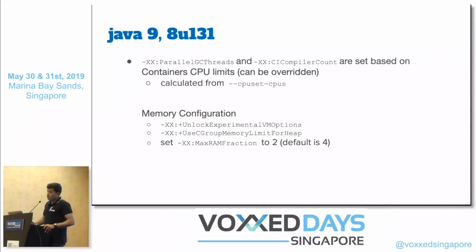The first batch of features was merged in Java 9: the GC threads and the JIT threads are now automatically set based on the CPU set option. And for memory configuration, in order to be container aware, two options need to be passed. But unfortunately, those options are experimental, and good luck convincing your manager to use an experimental option in production.